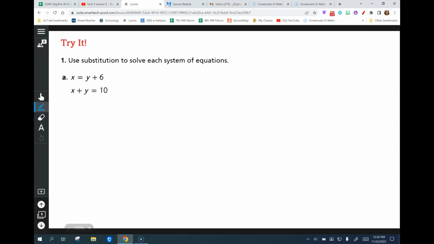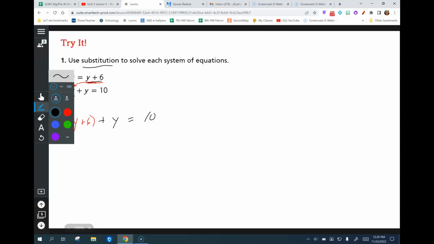And remember, with substitution, what we want to do is get a variable by itself. We already have x by itself, so we're going to take this and plug it in for x. So in place of x, we're going to put y plus 6. Everything else stays the same. Now we have one variable, y, and we can just solve the equation.